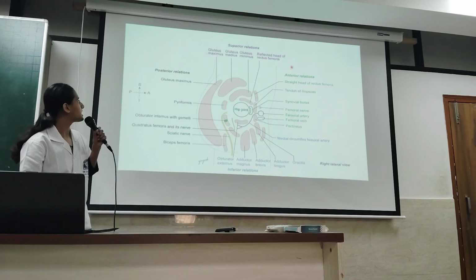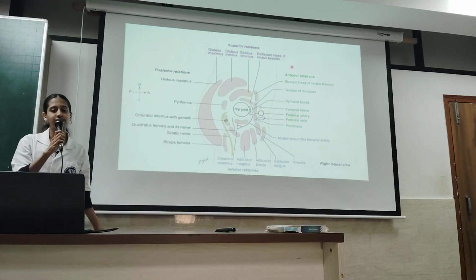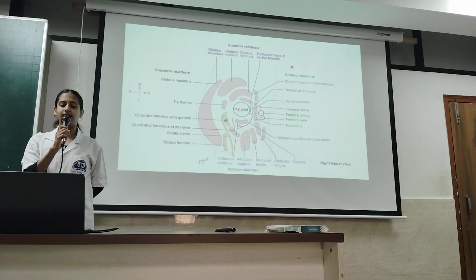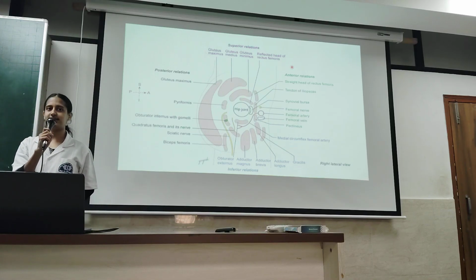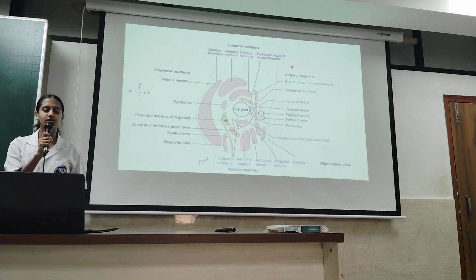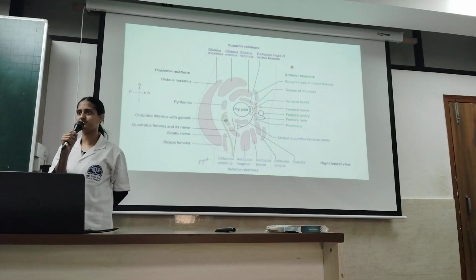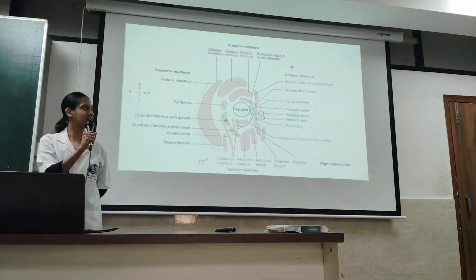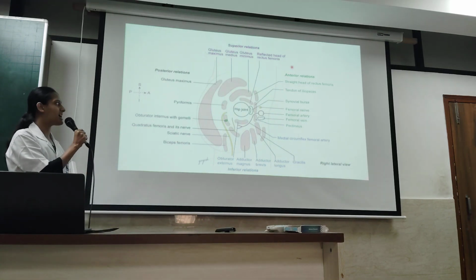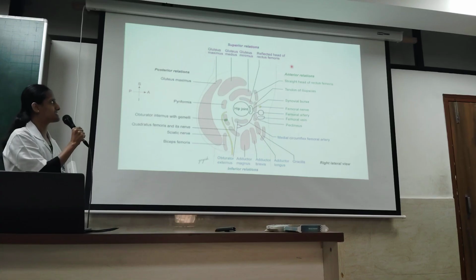muscle. Next, posteriorly, there is the presence of gluteus maximus muscle, piriformis, obturator internus with the two gemelli, quadratus femoris and biceps femoris. There is the presence of the sciatic nerve as well as the superior and inferior gluteal vessels.